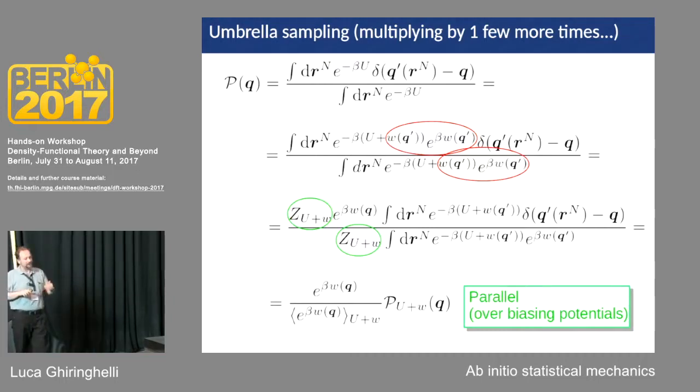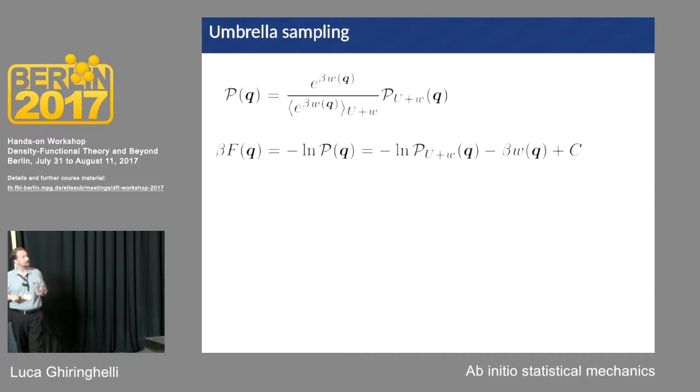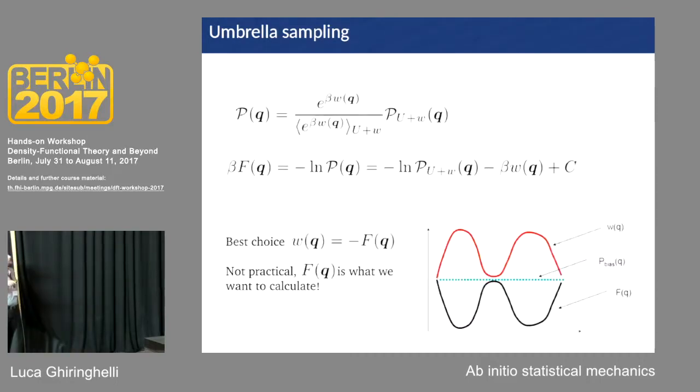If you need more steps to bridge because your overlap is still not good, this can be parallelized. That is a typical method used for calculating free energies. The only thing that I will show is how to construct this biasing potential. So if you calculate the free energy out of this probability, you get these terms, in which you have a constant and the terms that depend on the potential itself.